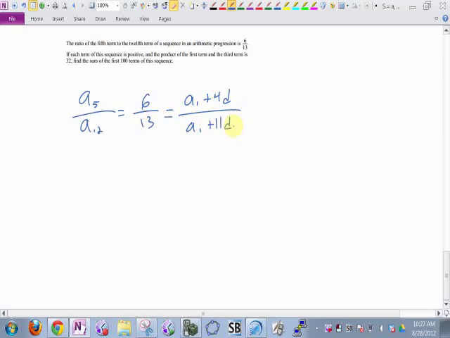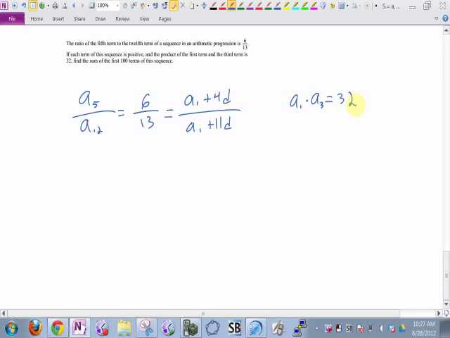If each term of the sequence is positive, and the product of the first term and third term is 32, find the sum of the first 100 terms. Wow, that's a good one. This is a good one to start the year off with. It's one of the more challenging ones, I feel. And that's early in the packet. That's from like 1999. I was still in high school then.